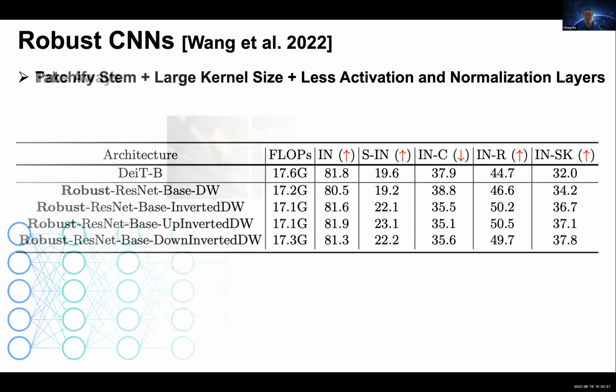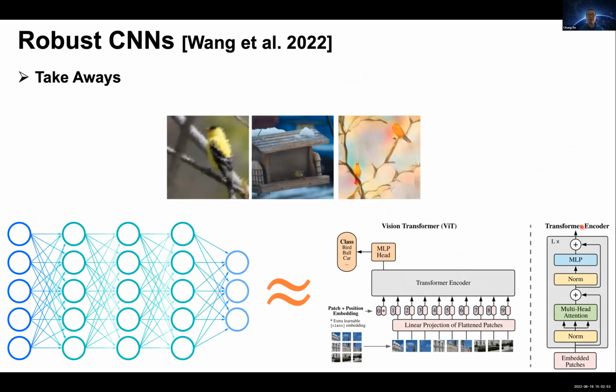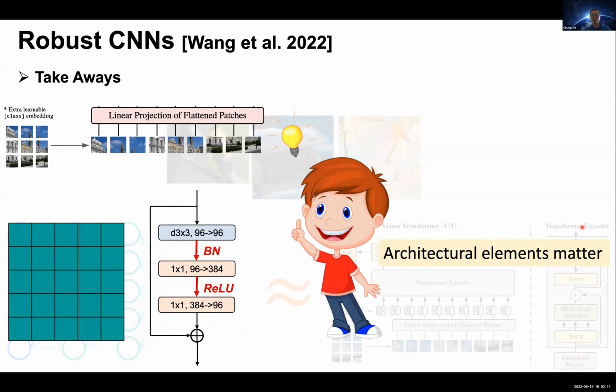So takeaways, based on this paper, we find that in terms of out-of-distribution robustness, we still cannot see an obvious performance gap between the vision transformer and ConvNets. And ConvNets, even with the designs that we introduced here, can be much more robust than the vision transformer. So architecture elements again matter a lot in this out-of-distribution test.